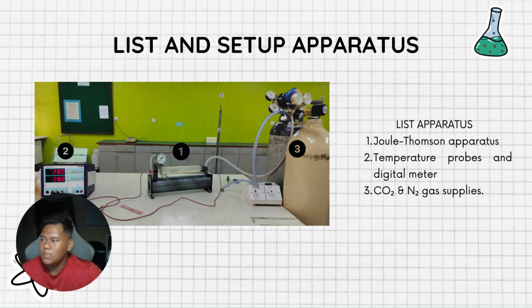This is the setup for the Joule-Thomson effect experiment. The apparatus that we need to provide is the Joule-Thomson apparatus, temperature probes and digital meter, and lastly, carbon dioxide and natrium gas supplies.